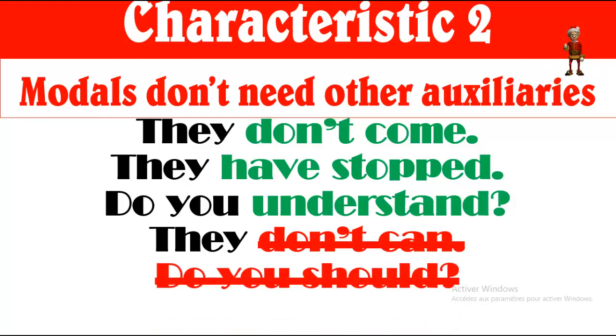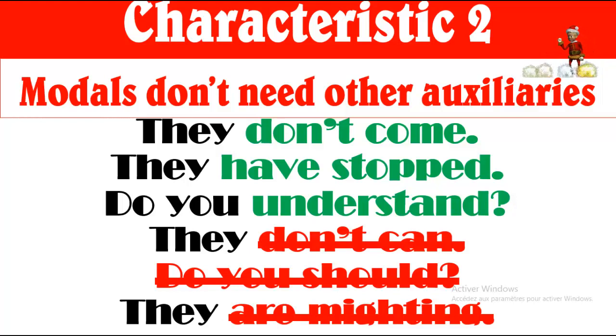Do you should is impossible. Should you is better. So you don't need do here. They are mighting. Might doesn't need are. So modals don't need do or other auxiliaries in their conjugations. So don't use auxiliaries for modals.